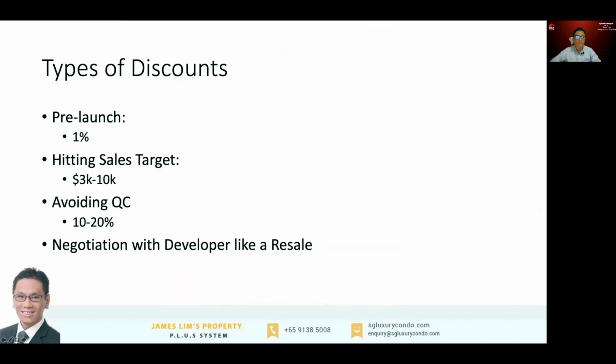Next, what are the types of discounts that developers can give to you? Firstly, pre-launch. It depends again on the developer, their marketing strategy, and the way they do things. Some of them, in order to attract sales, give 1% or a certain percentage, like maybe every development here has a 5,000 discount when you buy at pre-launch. Pre-launch means when you ballot for the unit itself, over a 2 week period. After this pre-launch, there won't be any more sales. An example of this is Trevor by UOL.